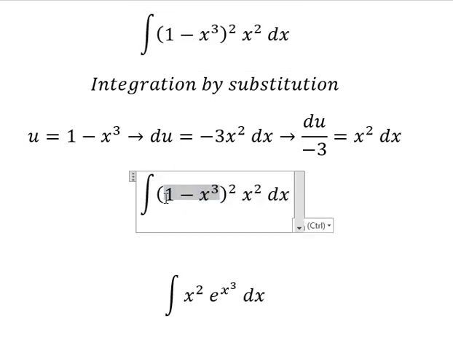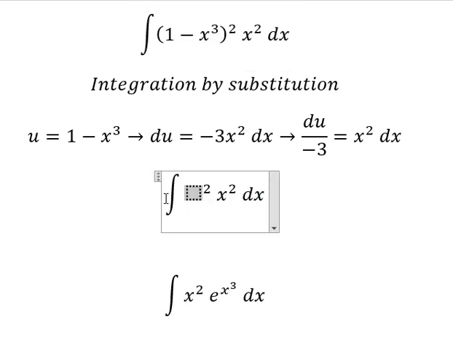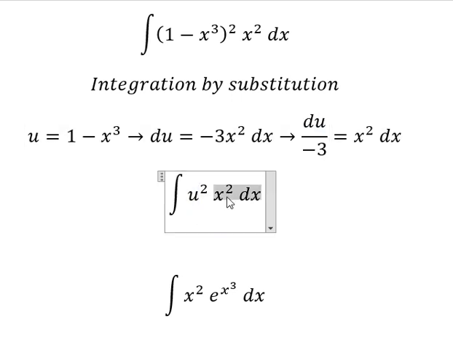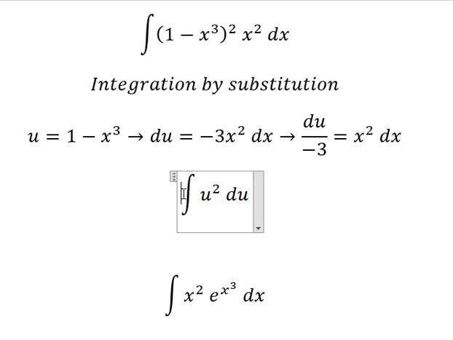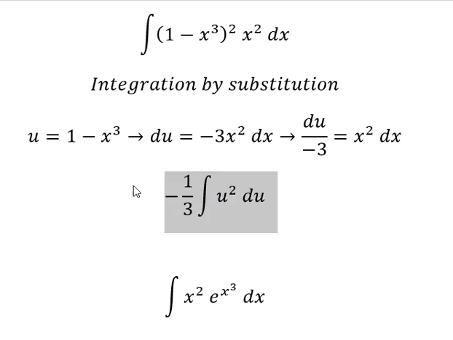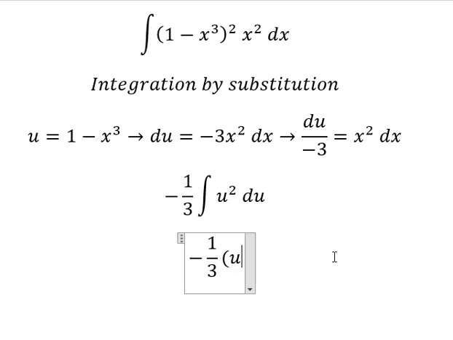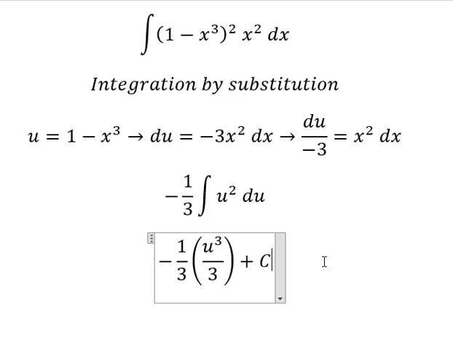So this one we change by u. S squared ds we change by this one. The integration of this one, we have u to the power of 3 over 3, and we put c.